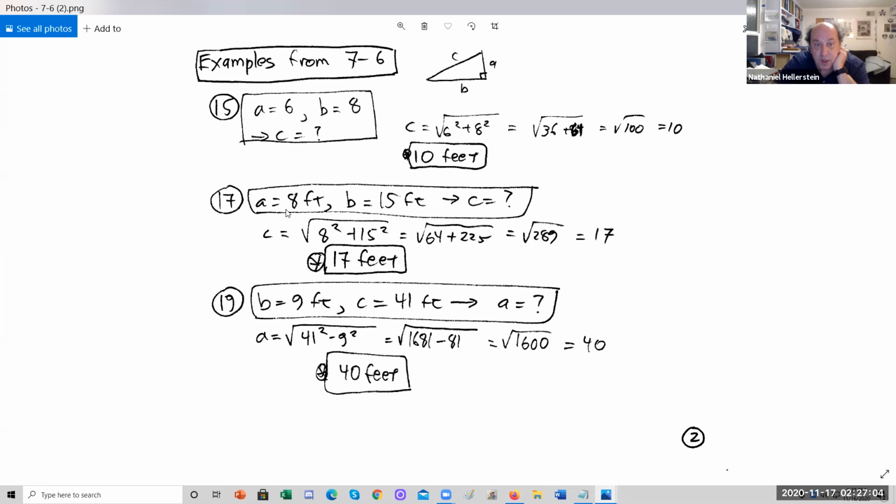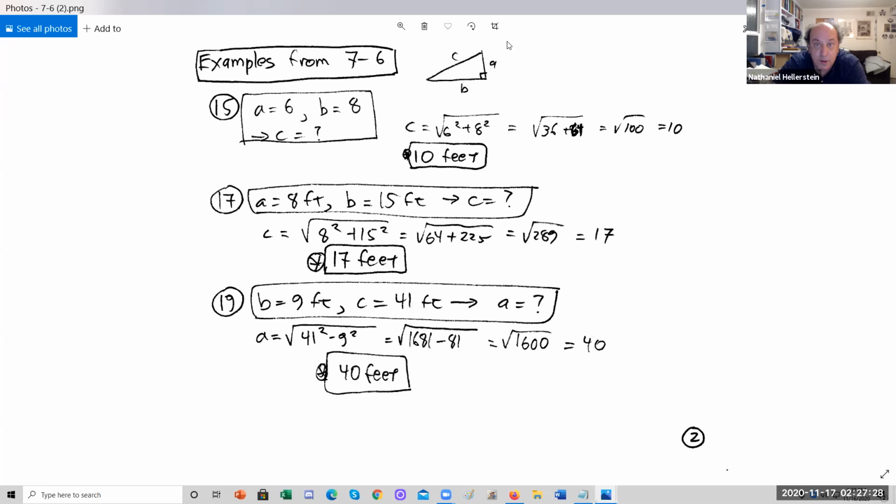Here we have sides A and B are 8 and 15. What's C? C is root 8 squared plus 15 squared. Root of 64 plus 225. These add up to 289. Root 289 turns out to be 17. So it's 17 along the diagonal. So this one's a 6, 8, 10 triangle. This is an 8, 15, 17 triangle.